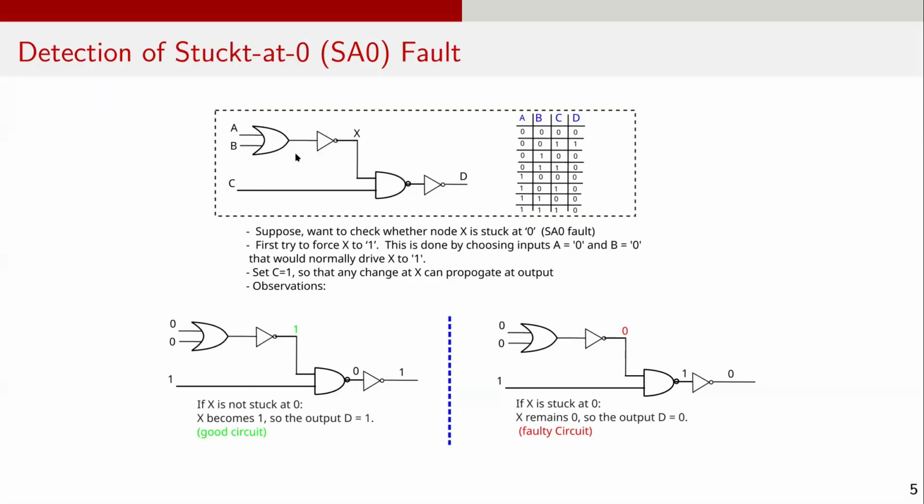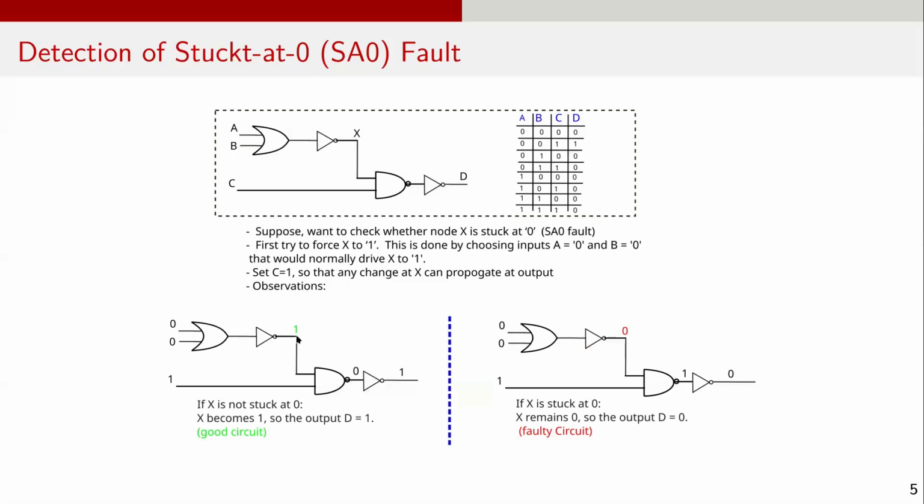We can try to force node X to logic 1 by choosing input values A equals to 0 and B equals to 0. That would normally drive node X to logic 1. We also set input C to 1 so that any change at X is propagated to output D. Now let's observe the signals at different nodes.